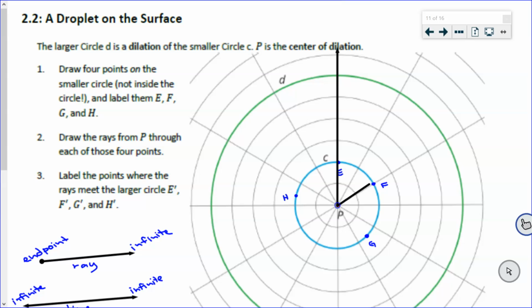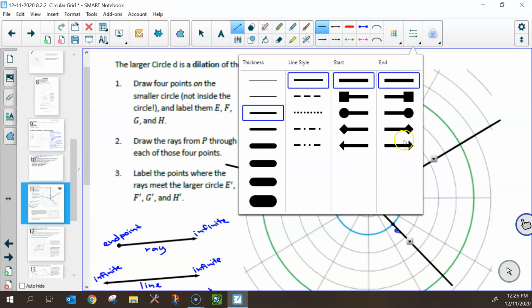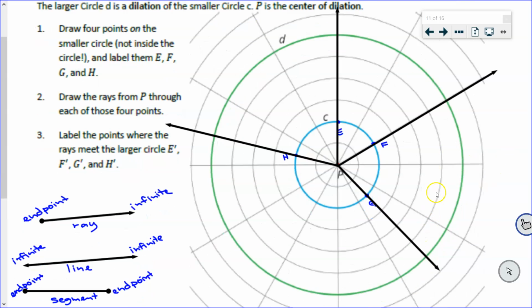From the center point P through F and all the way to the edge of the diagram, because it's a ray. From P through G and all the way to the edge of the diagram. From P through H, all the way through to the edge. Make sure they're rays and they have those arrows showing that it extends on even past our diagram.